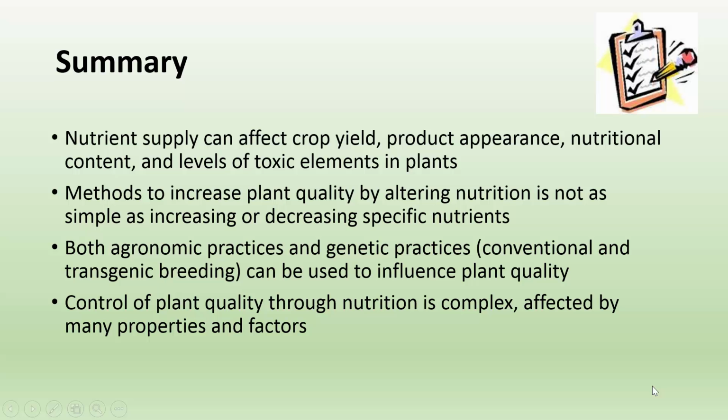To summarize, today we talked about how nutrition affects plant quality. Nutrient supply can affect crop yield, product appearance, nutritional content, and levels of toxic elements in plants, just to name a few. The methods that can be used to increase plant quality by altering plant nutrition are not as simple as increasing or decreasing specific nutrients. Both agronomic and genetic practices can be used to influence plant quality. Every strategy will have its own disadvantages and advantages, as plant quality is complex and is affected by many properties and factors.